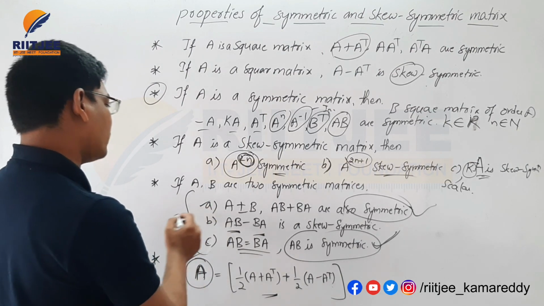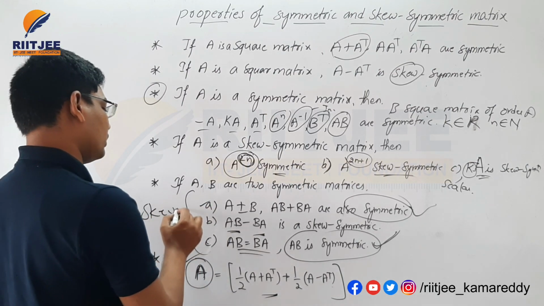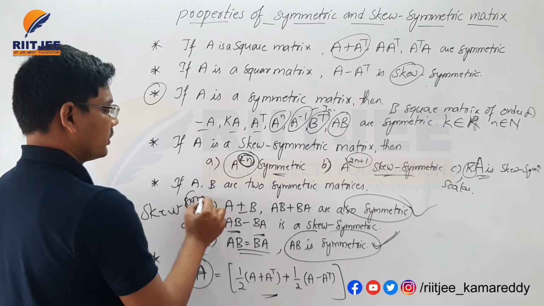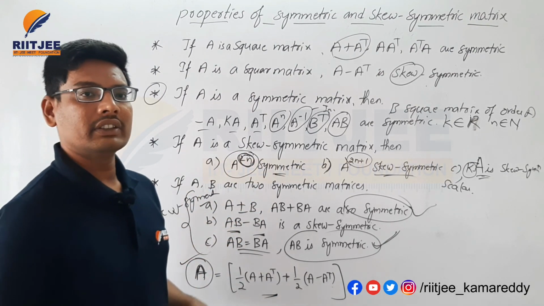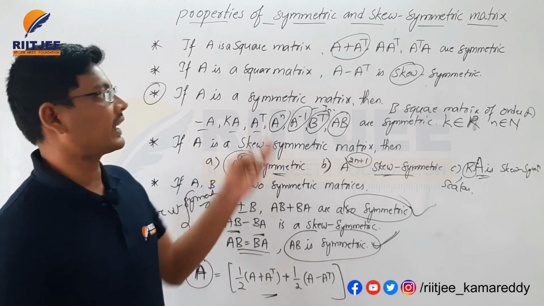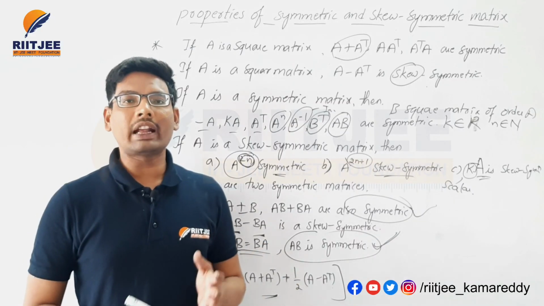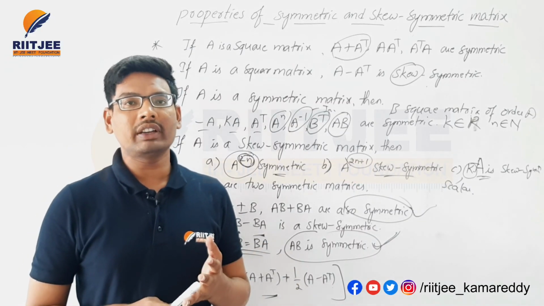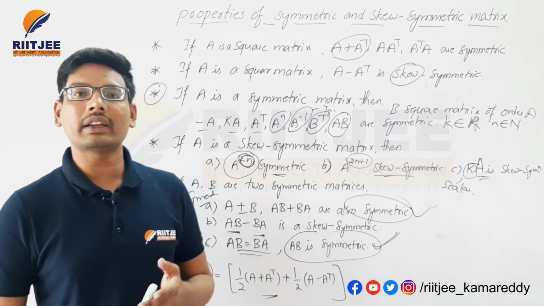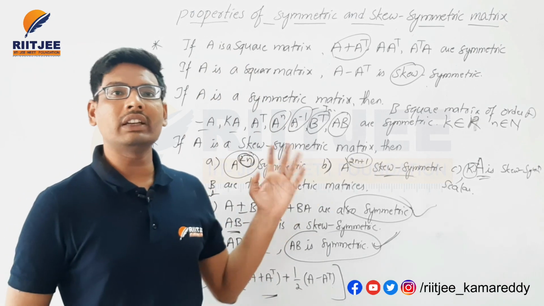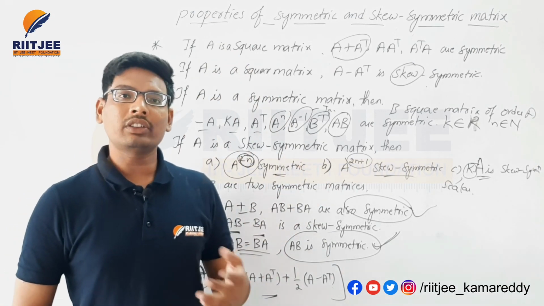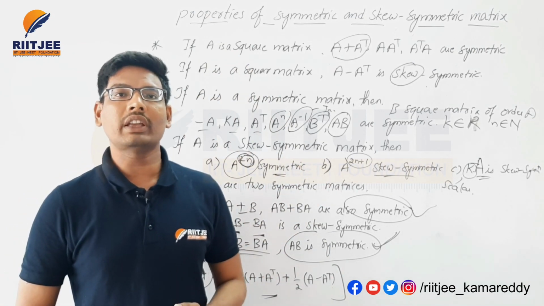Like this, we have skew symmetric matrices also, and for those also we have some properties. This is all about properties of symmetric and skew symmetric matrices. It is all about the transpose of a matrix, properties of the transpose of a matrix, symmetric matrix, skew symmetric matrix, and their properties. In the next session we will discuss other topics. Thank you, one and all.